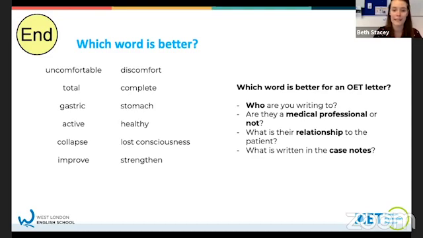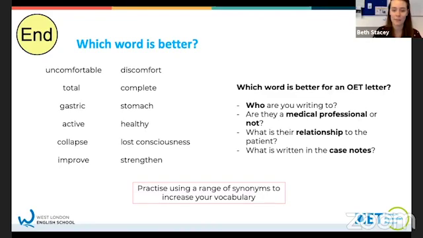And what is written in the case notes? If, for example, it says in the case notes that the patient is active, then you might choose to describe the patient in your letter as fit and healthy, just so that you're not repeating the word active. So it's always going to depend on your letter, on your case notes, who you're writing to.